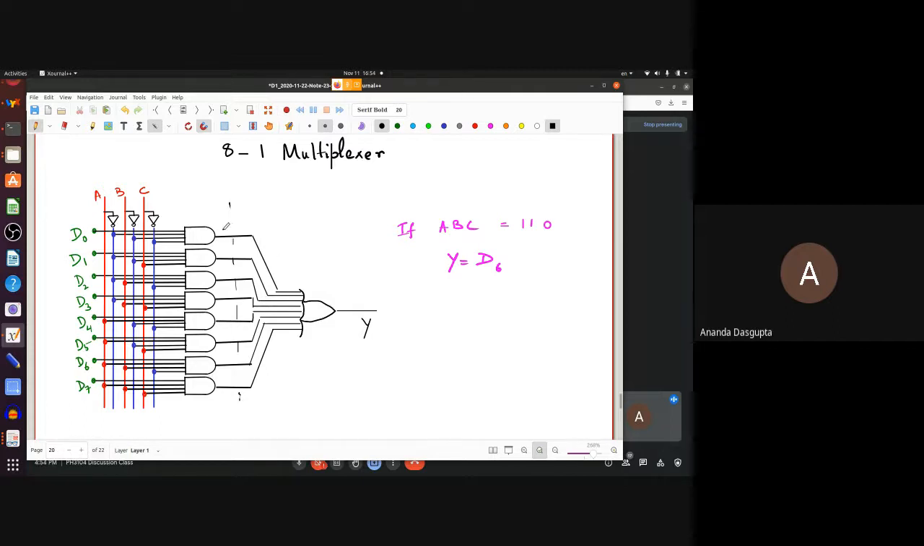So for example, what will the output of this AND gate be when ABC is 110? 0. It's bound to be 0 because it doesn't matter what D0 is. Because one of the 3 control bits, look here, the control bits are all connected to A bar, B bar, C bar. If ABC are 110, then C bar is high, but A bar and B bar are definitely low, right?